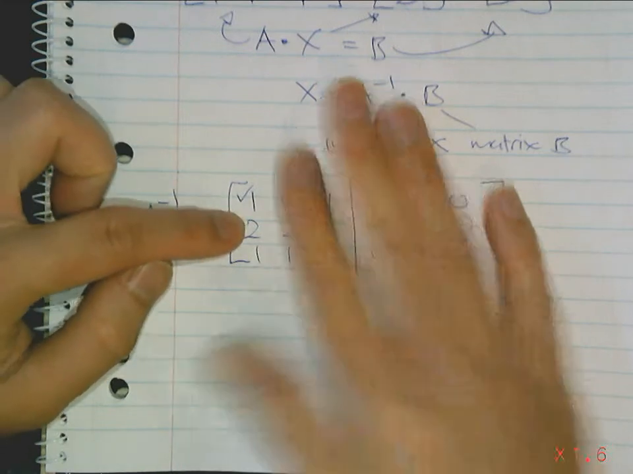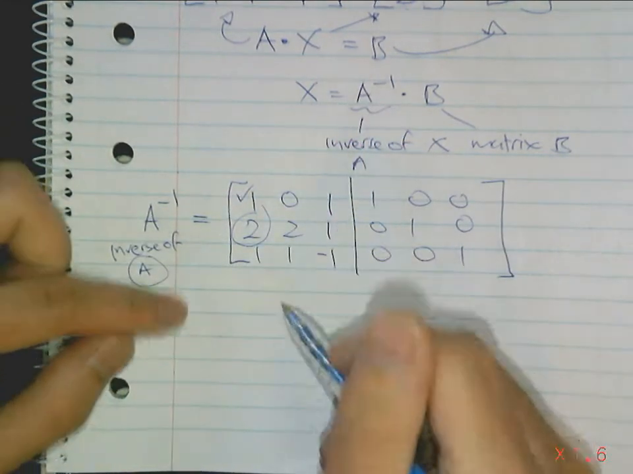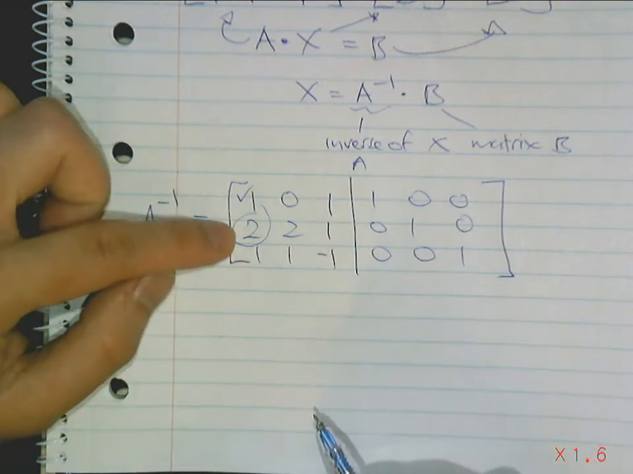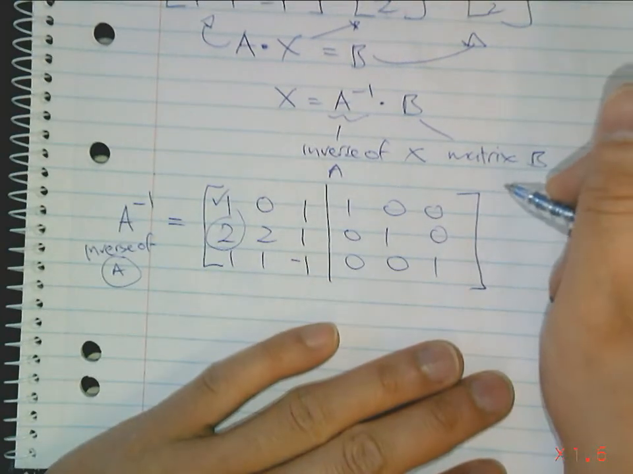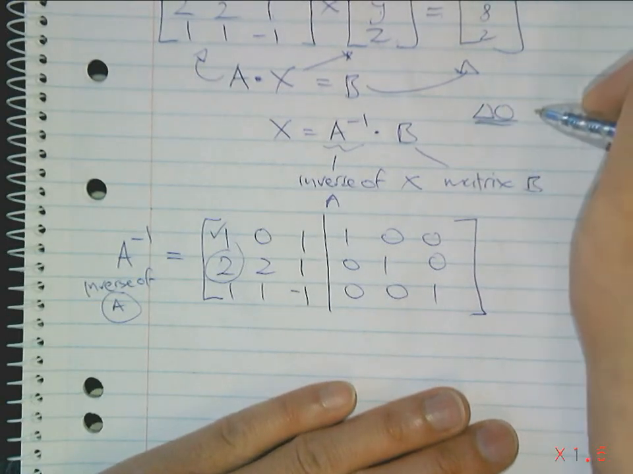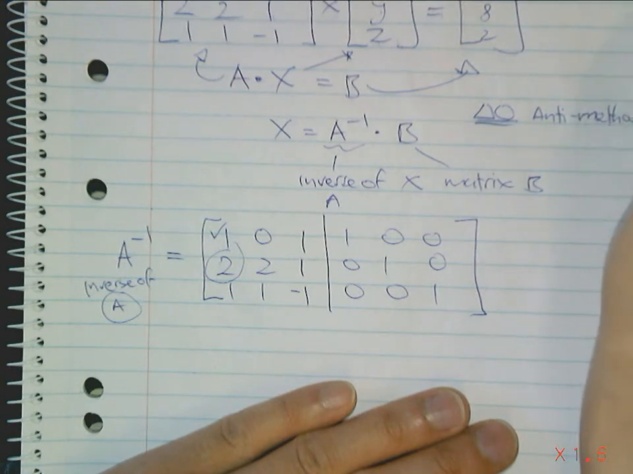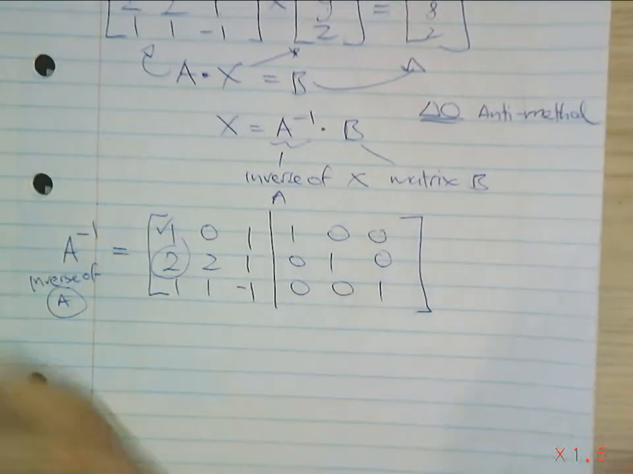So that means we want to make this 2 to be a 0, and we want to make this 1 to be a 0. But eventually, we'll get to the 1. Let's get to the 2 first. So how do we change a number to a 0? You're going to use the anti method. Okay, the anti method. Okay, so let's do this together.